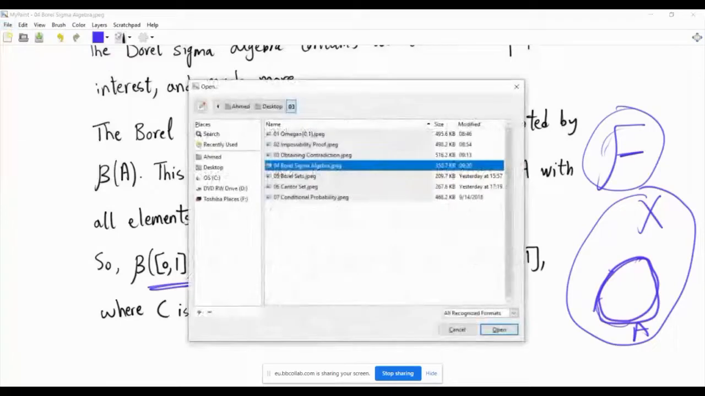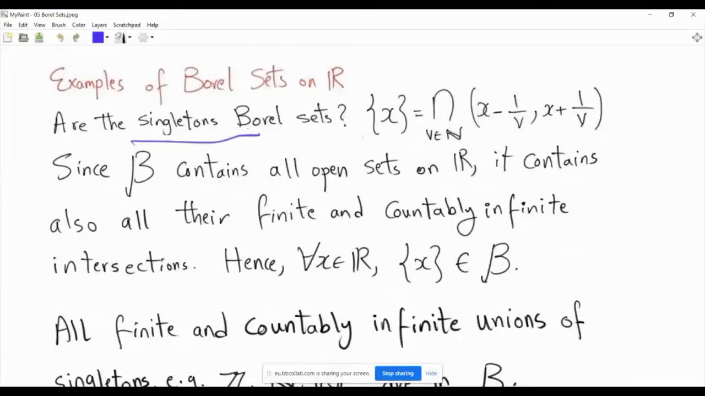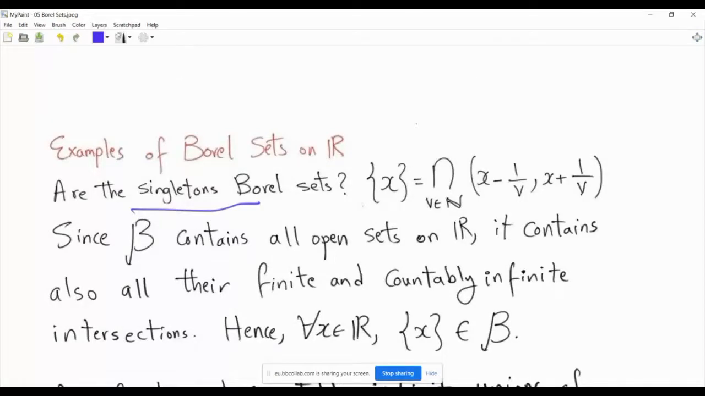Okay, so let's do some verifications, for example, to make sure that the singletons are Borel sets. Remember, what we can take for granted is that our Borel sigma algebra contains all possible open intervals on the real line. So does it contain the singletons? Well, let's take this. You are interested in some point x, which is a real number. Now there is a v, which is a natural number, so v is 1 or 2 or 3 and so on, and then you can have this open interval.